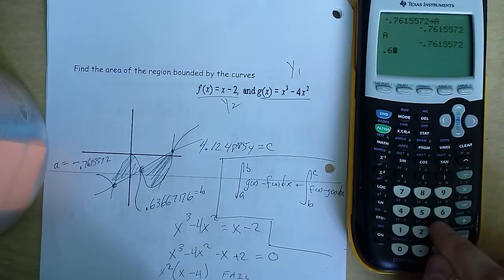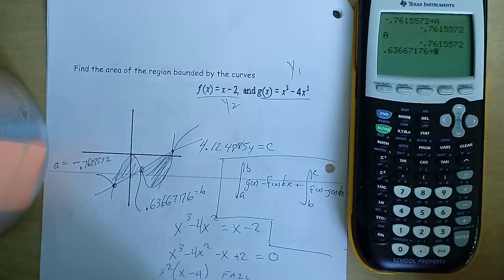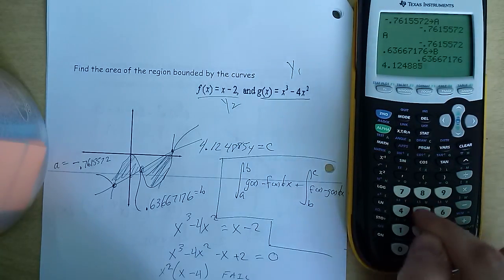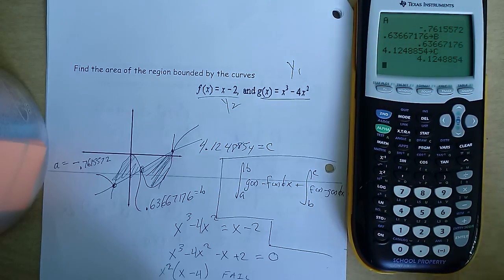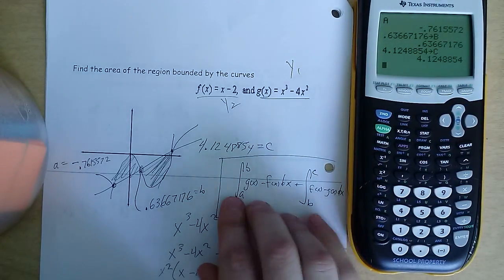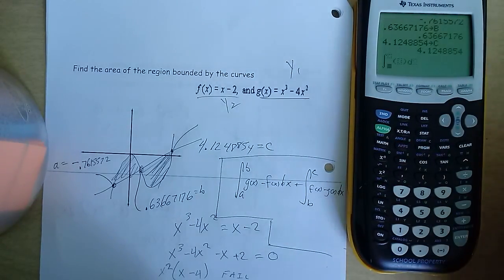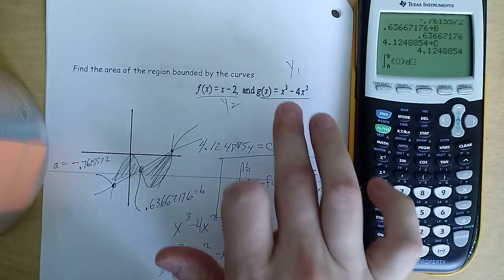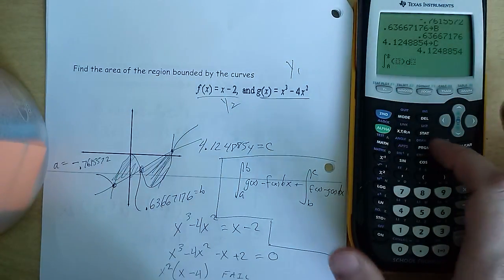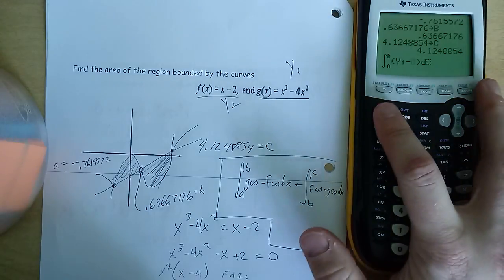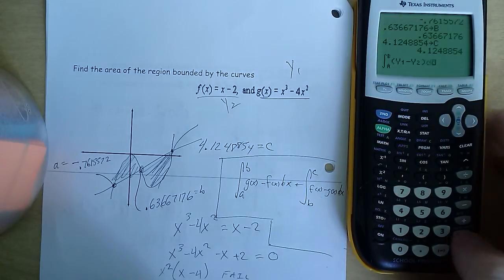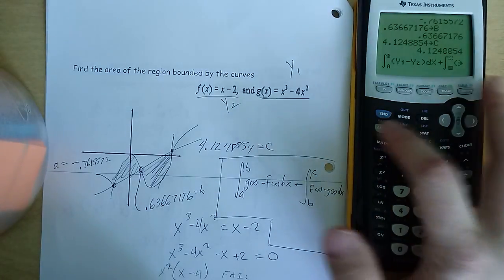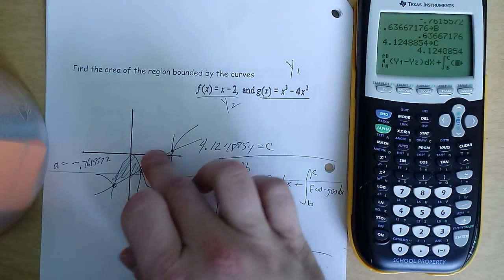Similarly, I'm going to take 0.63667176 and store that as B. And then I'm going to take 4.1248854 and store that as C. Now literally all I've got to do is take the integral from A to B, drop in this one's y1 minus y2, dx, and I'll add that to my integral from B to C. This time it's y2 minus y1.